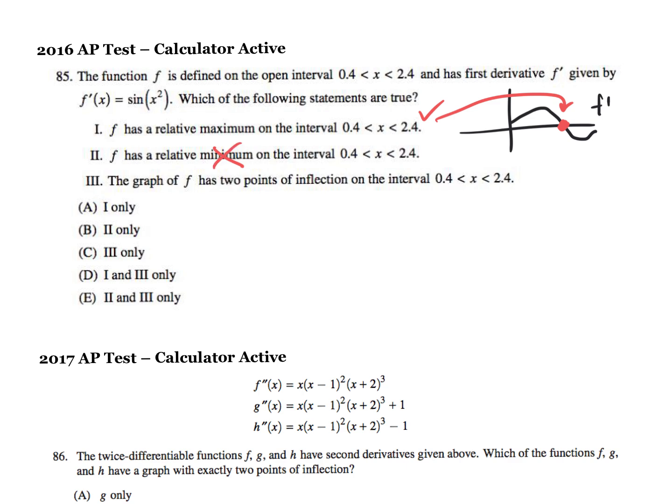Okay. And then points of inflection. You're like, what? You guys, a point of inflection is where the second derivative changes signs. Second derivative. Two different ways we can do this. We're staring at a first derivative graph. So I could do it from this graph.